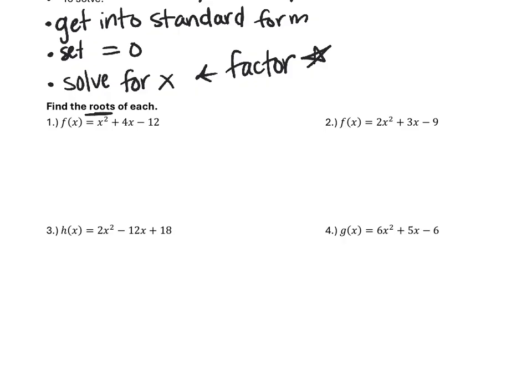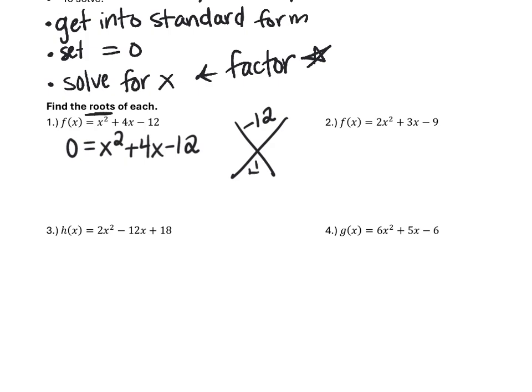So what we are going to do is set this equal to 0. So plug in a 0 for f of x. Make sure it's in standard form. It is. And then we can factor. So I like the x. Okay, then we do our x method. On the top, a times c. So negative 12 times 1 is negative 12.